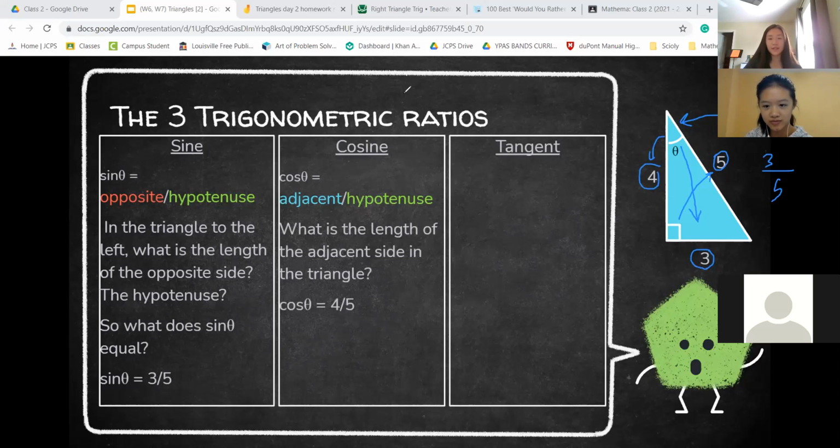The last one we're going to look at is tangent, and we write it as TAN. This one we use the opposite side and the adjacent side. The opposite is 3, adjacent is 4, so it'd be 3 over 4.